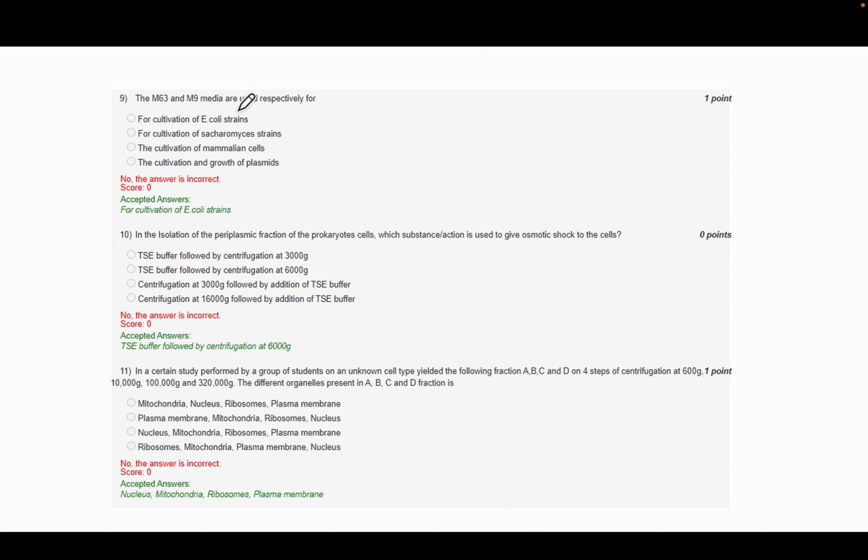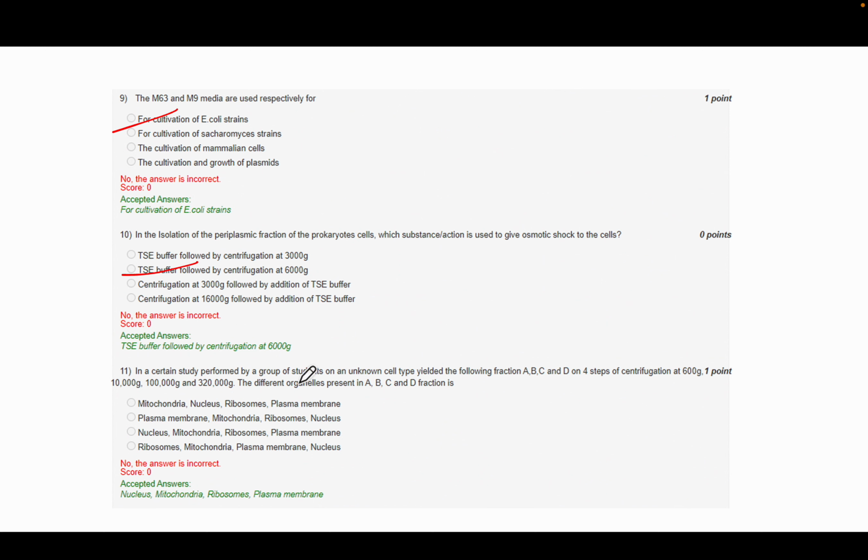The M63 and M9 media are used respectively for the cultivation of E. coli strains. In the isolation of periplasmic fraction of the prokaryotic cell, which substance or action is used to give osmotic shock? For osmotic shock, you have to have TAC buffer followed by centrifugation at 6000 G.